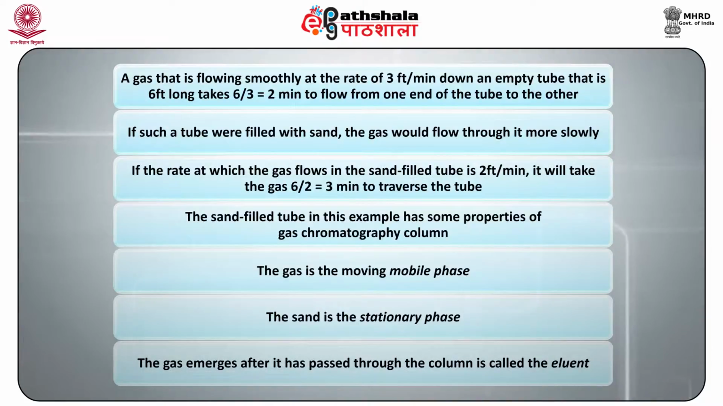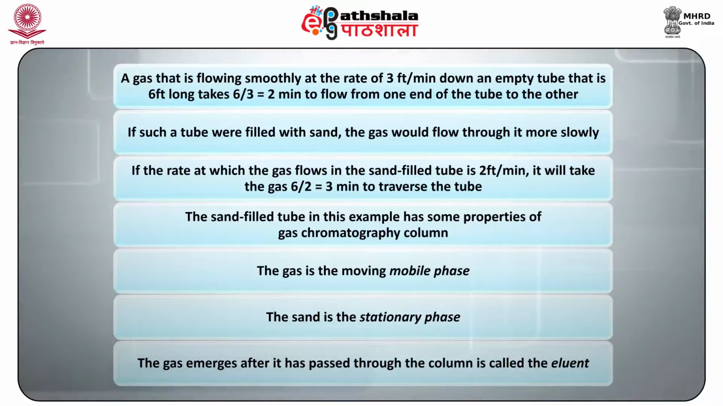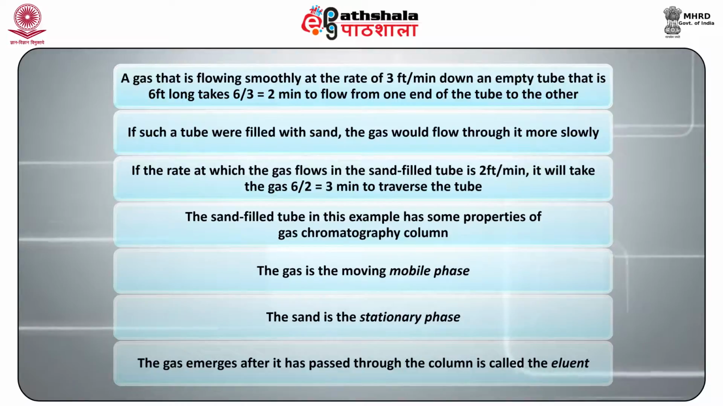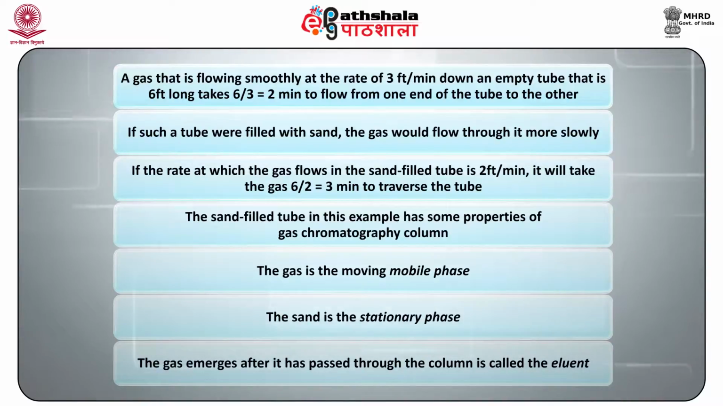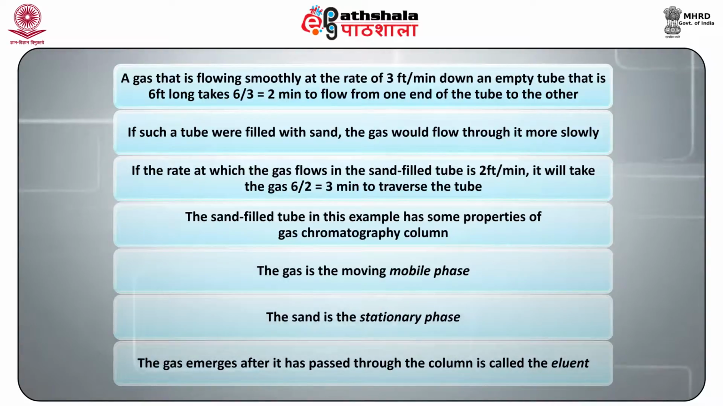A gas that is flowing smoothly at the rate of 3 feet per minute down an empty tube that is 6 feet long takes 6/3, which is 2 minutes, to flow from one end of the tube to the other. If such a tube were filled with sand, the gas would flow through it more slowly. If the rate at which the gas flows in the sand filled tube is 2 feet per minute, it will take the gas 3 minutes to traverse the tube.